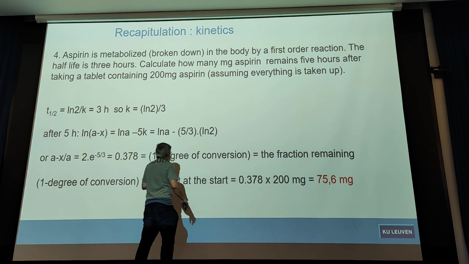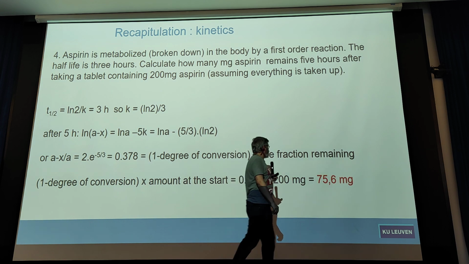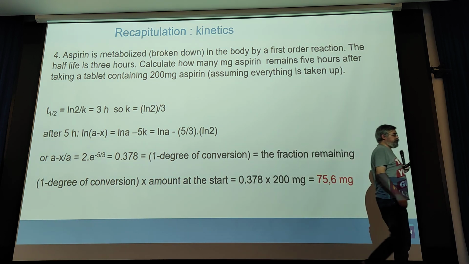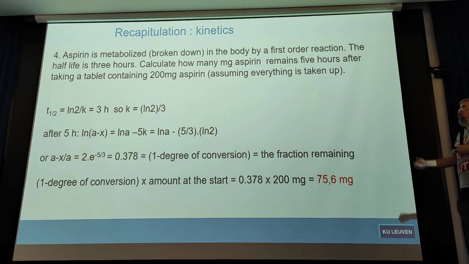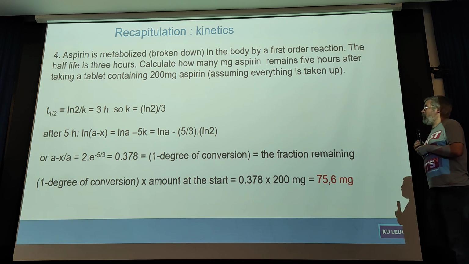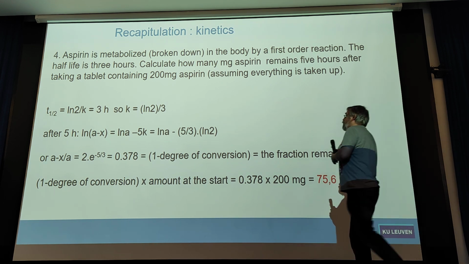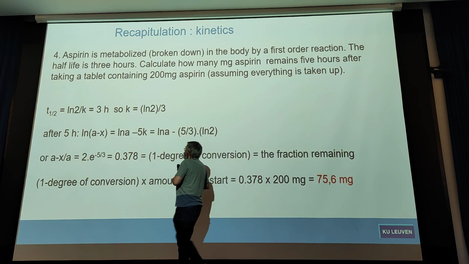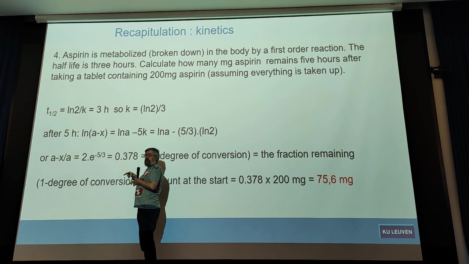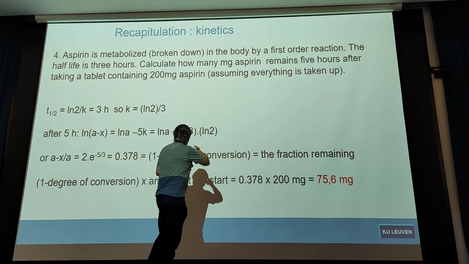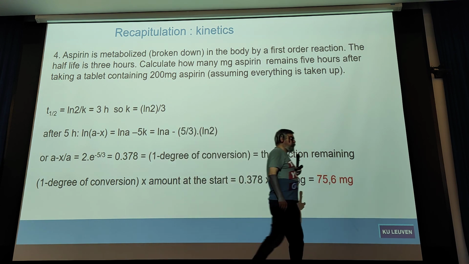So this is 1 minus the degree of conversion. So this is the fraction that is remaining. If you express it in percentage, it's 37.8 percent that is still remaining. Okay, so maybe I went a bit too fast, but we have substituted k is ln 2 over 3. So we have substituted that here. We have it in the first line.